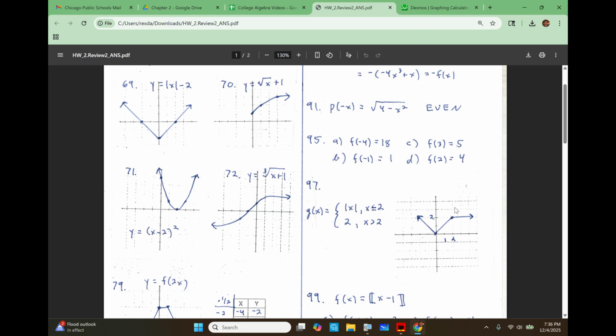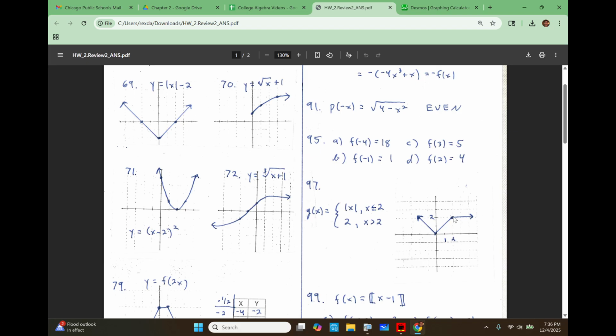But I don't want the entire absolute value of x. I just want absolute value of x for x values less than or equal to 2. So I'm going to erase everything over here that would be on the absolute value of x. So it's just this part here, stopping there. Closed circle right there. Then I'm going to graph the 2 line. Well, 2 is a horizontal line. It runs like that for x values greater than 2.